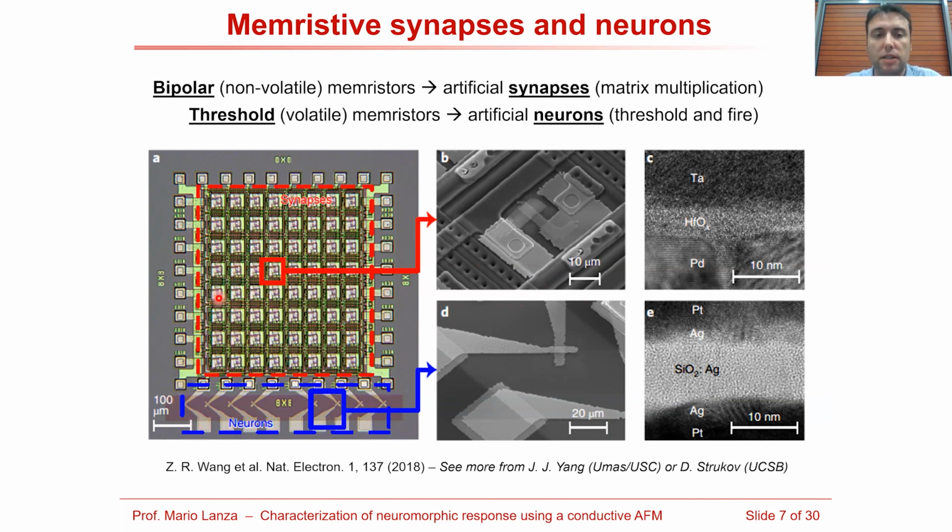The synapses in this example are made of memristors that have a tantalum, hafnium oxide, palladium composition, and the neurons have a platinum, silver, silicon oxide doped with silver, silver, platinum chemical composition. So basically, this is one example of how to fabricate a simple artificial neural network using an array of memristors.